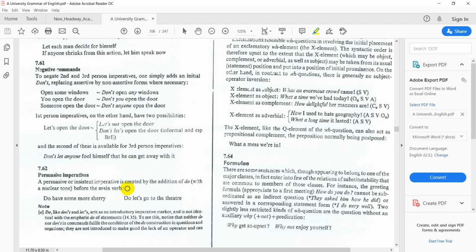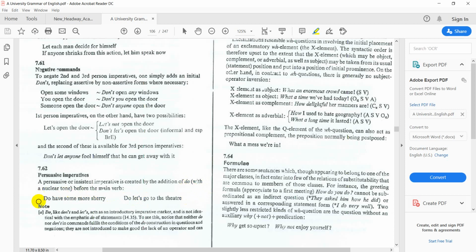Okay. Now we have another type of imperatives in section 7.62, persuasive imperatives, persuasive commands. A persuasive or insistent imperative is created by the addition of do, with a nuclear tone, before the main verb.